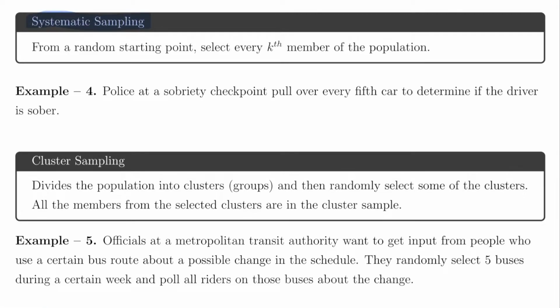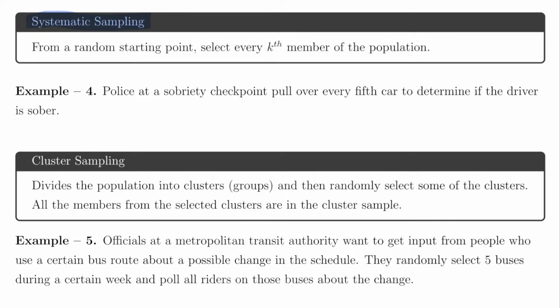In systematic sampling, you arrange the population in some kind of ordered list, so each item has a particular number associated to it. And then once you have that ordered list of the population, you pick a random starting point, and then every kth member of the population becomes your sample. So our example for this type of systematic sampling is police at a sobriety checkpoint could decide to pull over every fifth car to determine if the driver is sober. So every fifth car that passes, that's what they take as their sample.